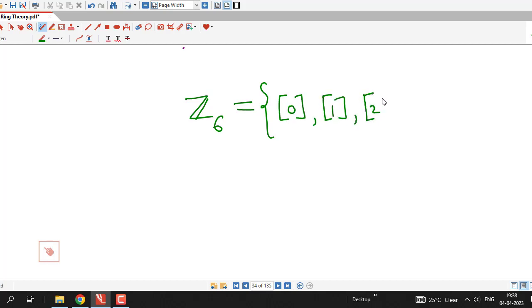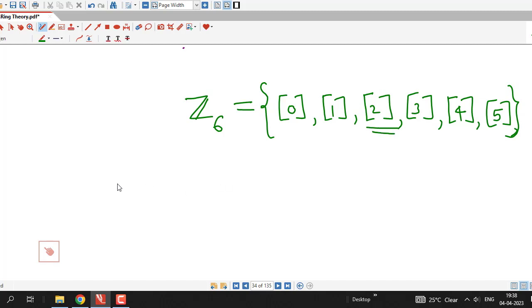If we consider this Z6, then this is not going to be a group. Here we have 0, 1, 2, 3, 4, 5, up to 5. So if we want to check whether this is a group or not, then we have to check whether every non-zero element has a multiplicative inverse or not.